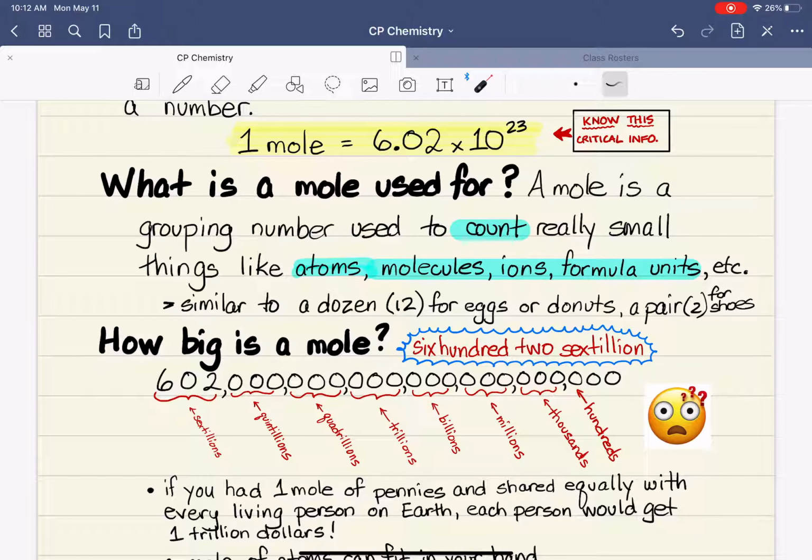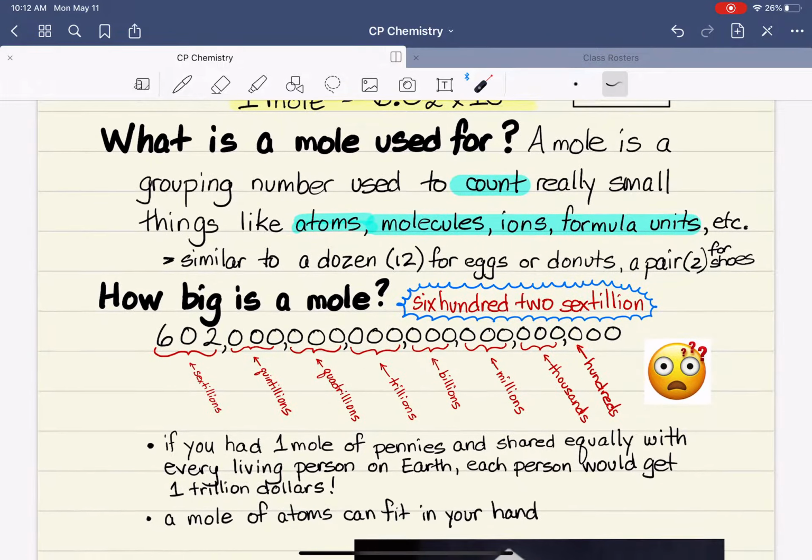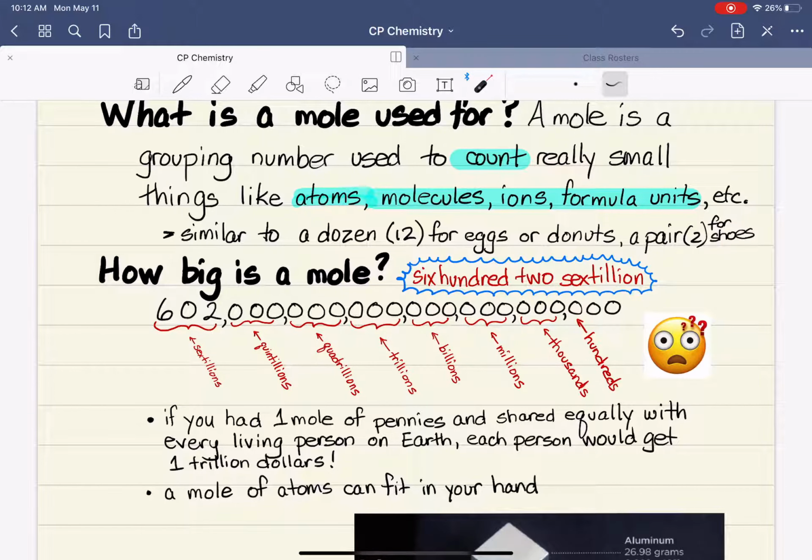So what does it look like when we write it out? A mole is 602 with a whole bunch of zeros in the back. After the 6, we have 23 place values there. So you can see, here are our hundreds, here are the thousands, the millions, the billions, the trillions, quadrillions, quintillions, and finally sextillions. So a mole is 602 sextillion.